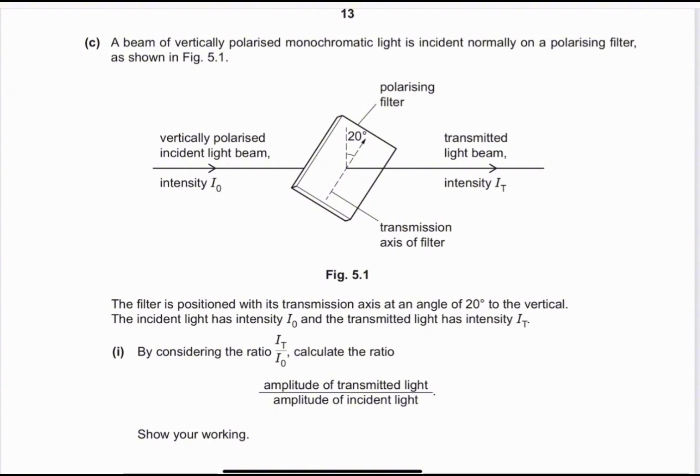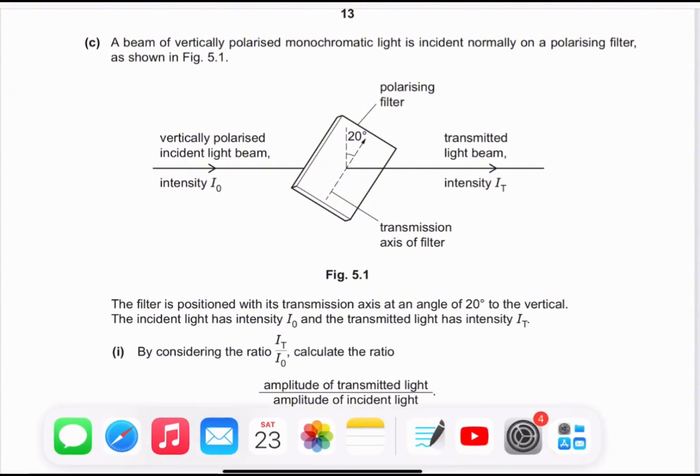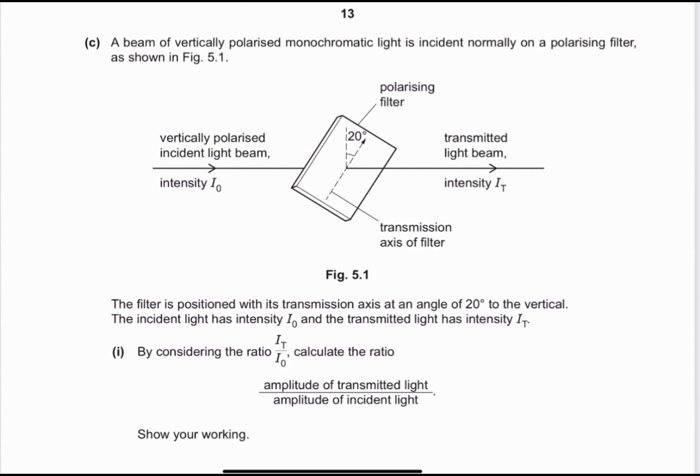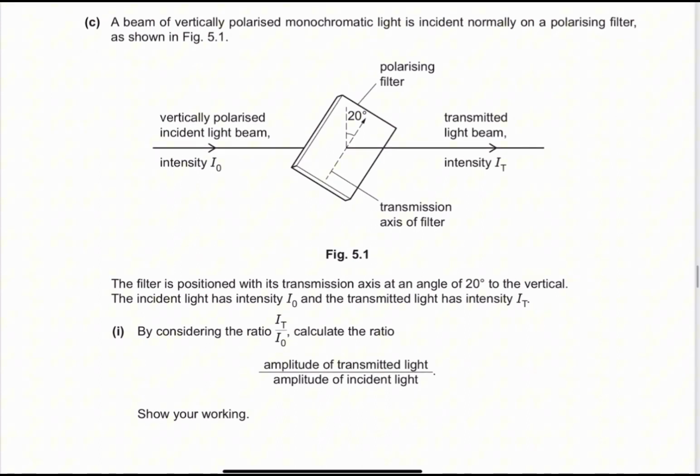Moving on to the next question. So this is for February-March 2022. Okay, so let's begin. We'll be given a beam of vertically polarized monochromatic light, right? So vertically polarized, so it's already coming in vertically polarized. So you must be able to understand what these questions actually mean. So your light is already coming in vertically polarized, right?